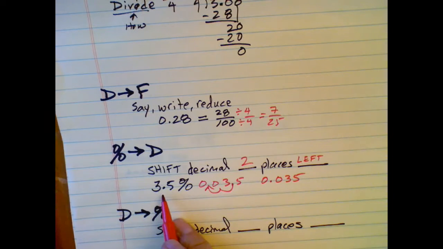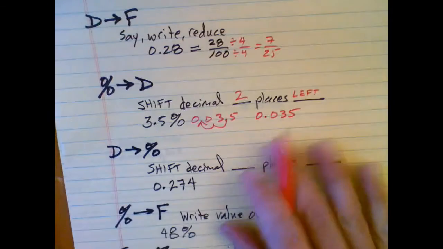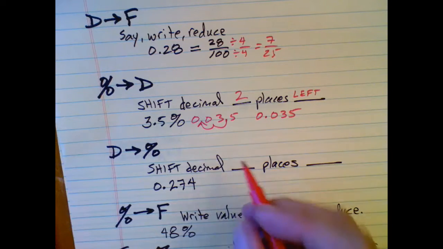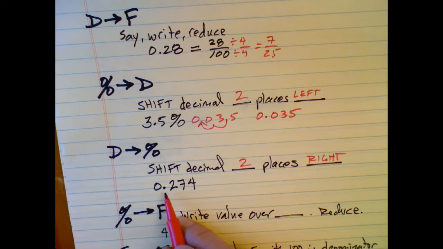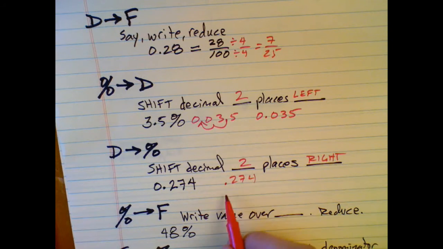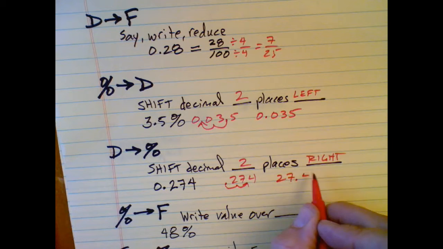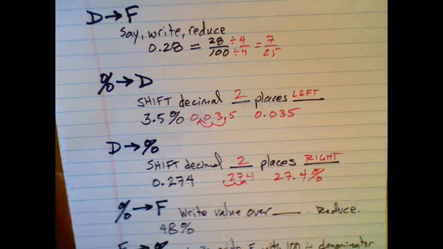So 3.5% is the same as 0.035, or 35 thousandths in that case. From a decimal to a percent, I'm going to shift the decimal 2 places to the right. So if I start off with my decimal point here, I'm going to shift over, 1, 2, that's my new decimal point location, 27.4%.